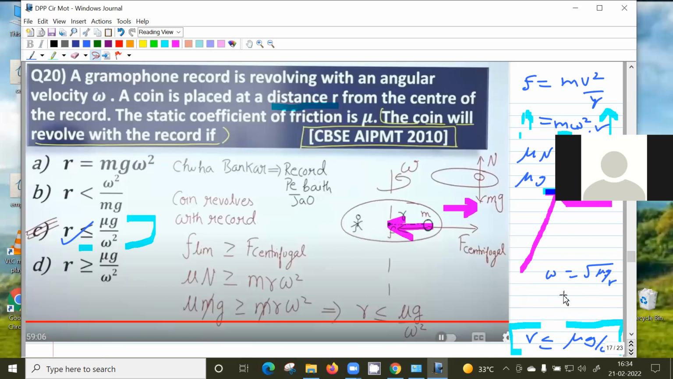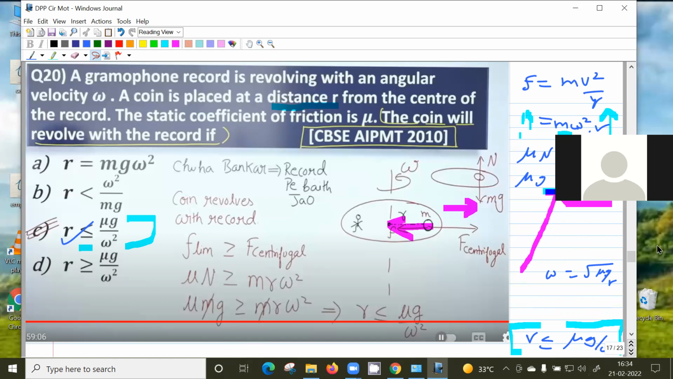Okay. This is the limiting value of R. So R can be less than that, because when R is maximum, friction is maximum. If R is decreasing, the friction value will decrease below the limiting value. R can also be 0, because the friction force will be 0. So R can vary from 0 to a maximum value. Done?